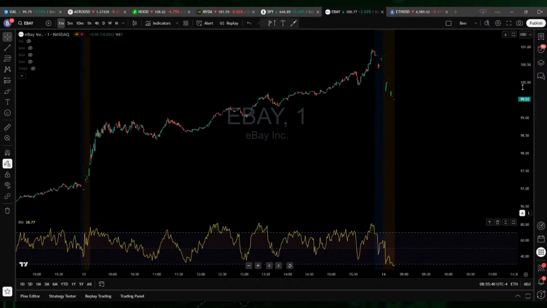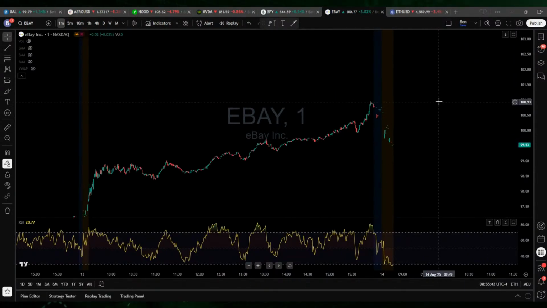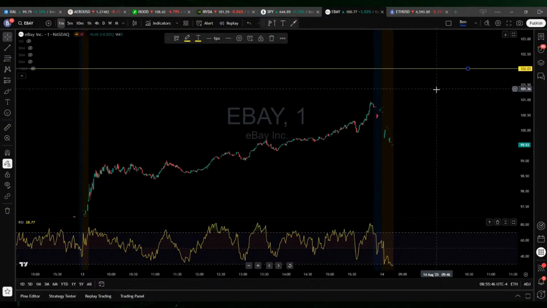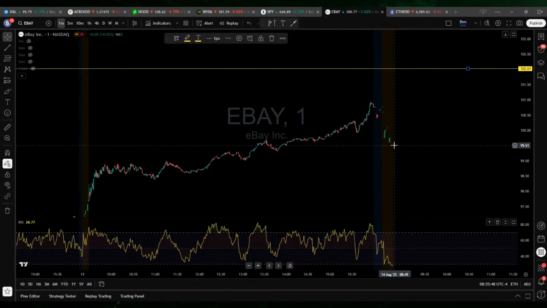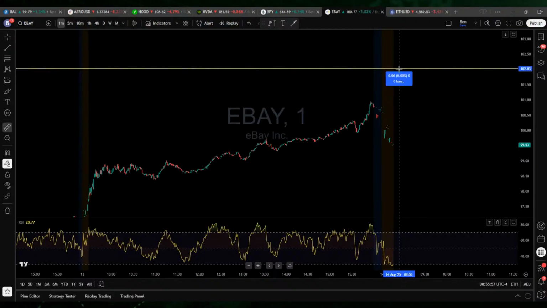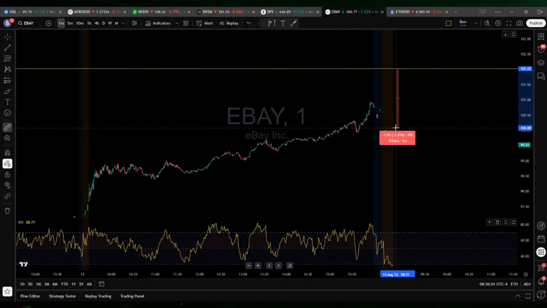So my entry price on eBay is going to be 102, a pierce of 102. So let's go 102.03. If eBay hits up to 102.03, I'm going to initiate a short and look for about a 2% pullback based on the fact that the relative strength index stayed high for as long as it did. So we're looking for a pullback right to about $100.